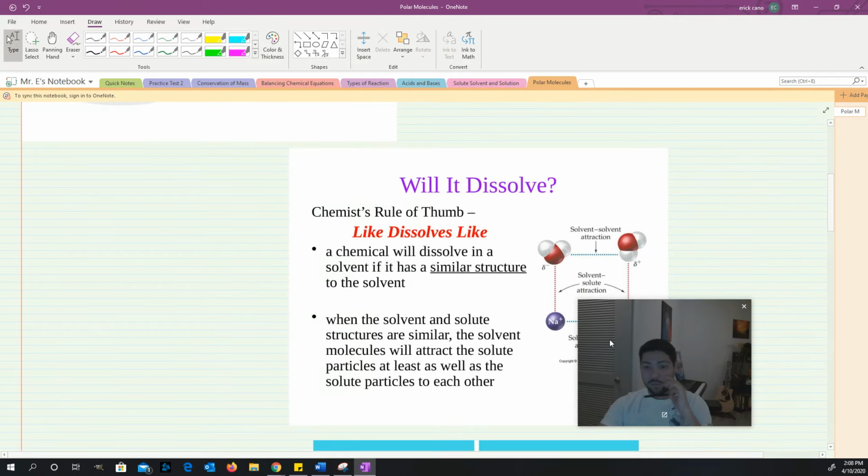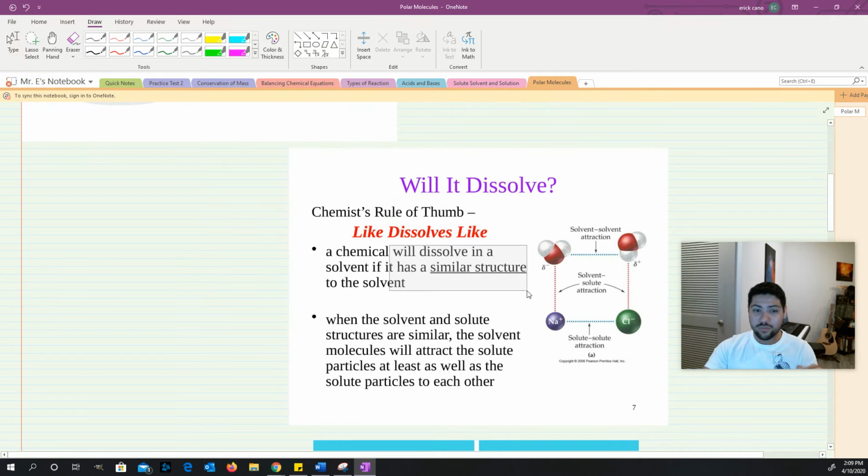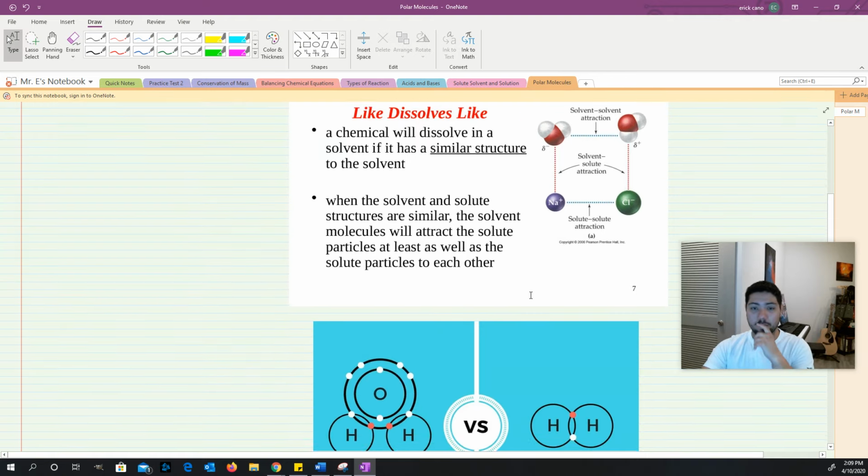Here we go. We left off with the question of, will it dissolve? And the last thing I told you was, the rule of thumb is, like dissolves like. Something that's similar will dissolve something that is similar to it, similar in structure. And that's really important that you read that part of the definition. It has to be similar in structure. Otherwise, it won't dissolve. Okay?